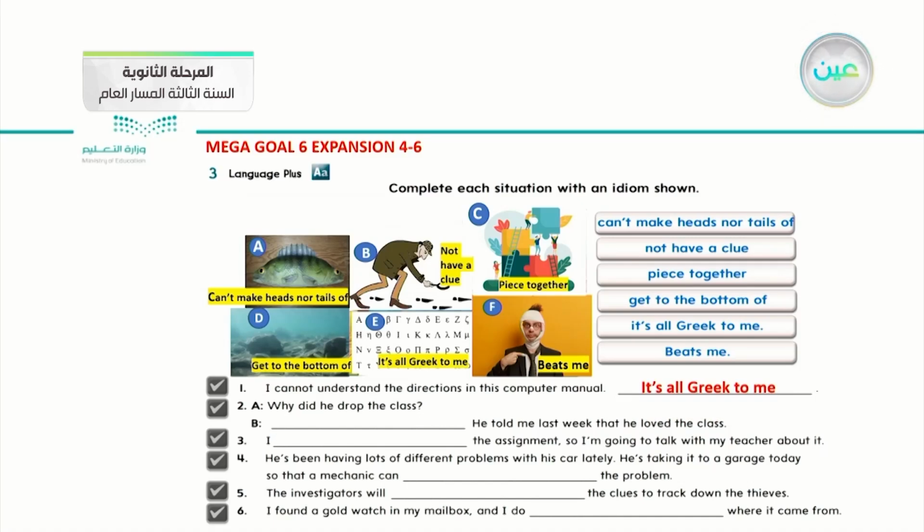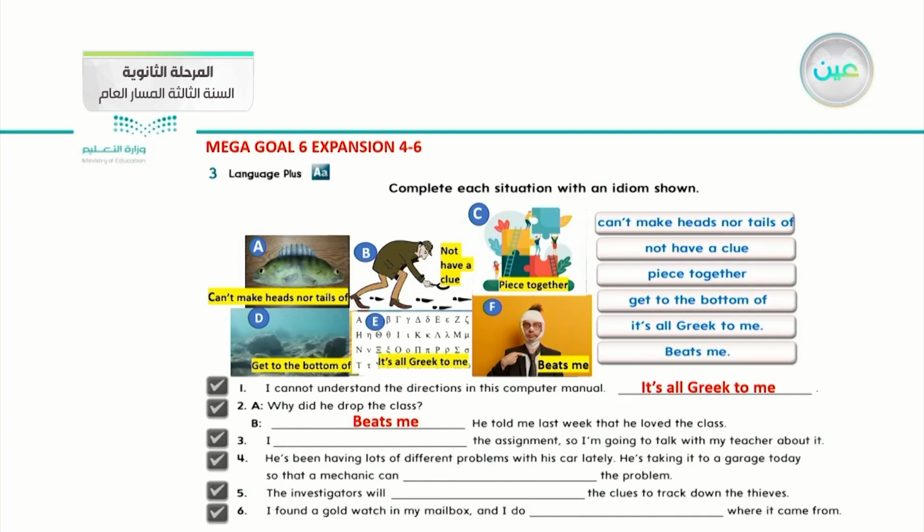Okay, number 2. Why did he drop the class? What is the suitable answer with it? They give a space. Then he told me last week that he loved the class. He told me last week that he loved the class, which means that the suitable one with it is stumps me, which means he didn't like that class. He's going to like to finish it early.